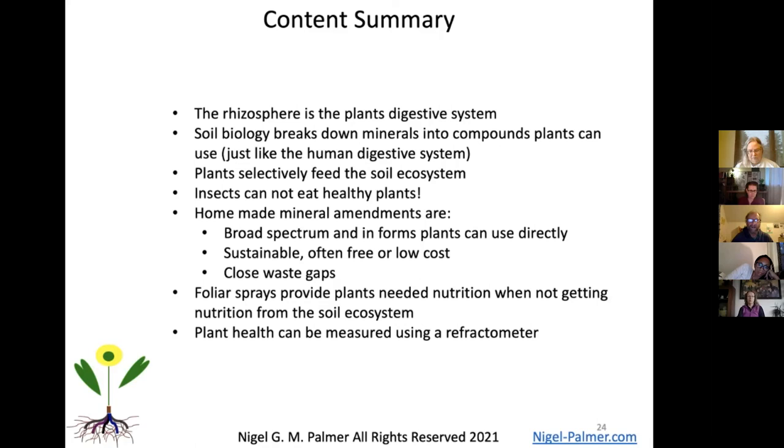Insects cannot eat healthy plants. They don't have the enzymes in their gut to digest those sugars. You can make your own broad spectrum mineral amendments that plants can use sustainably for free or low cost. And in doing so, you can close the waste gaps around you. Foliar sprays provide plants what they need in forms that they can use. And this can help when you're growing plants in situations where the soil might not be as good as it can be. And finally, you can measure plant health using a refractometer.